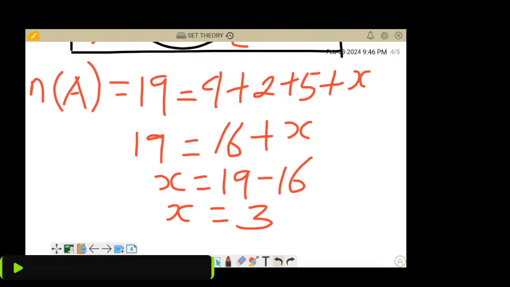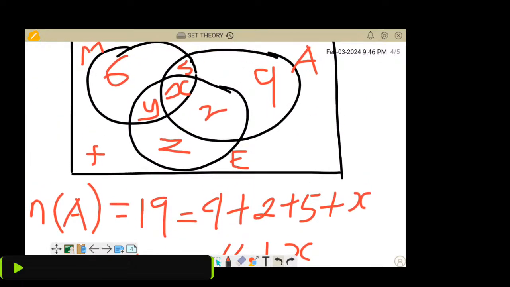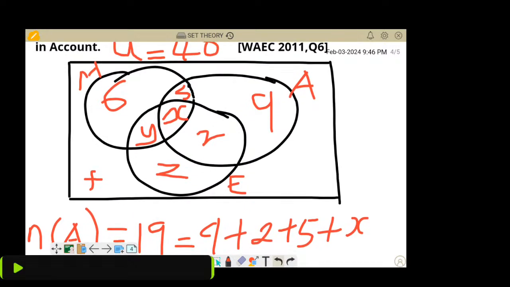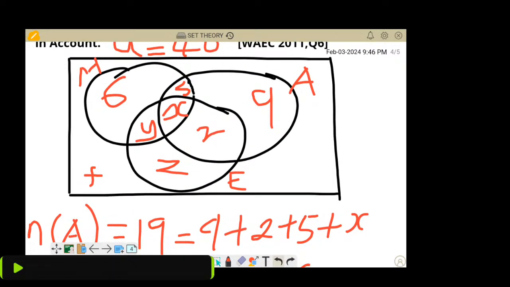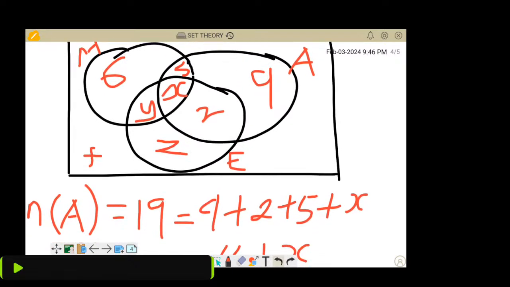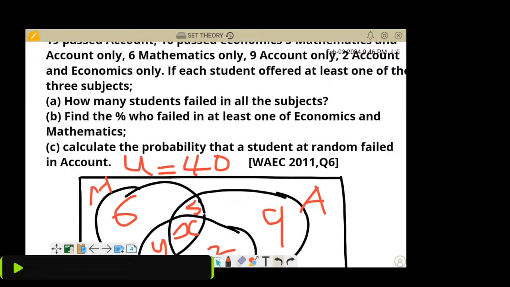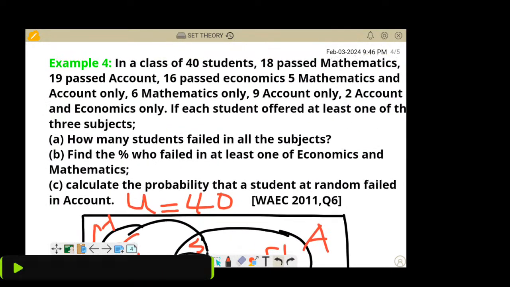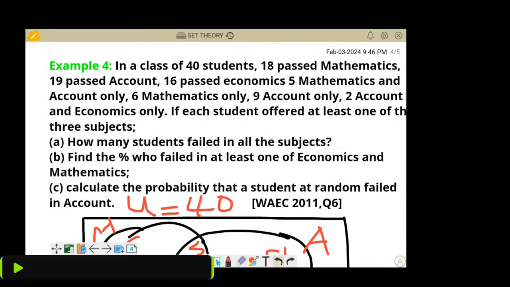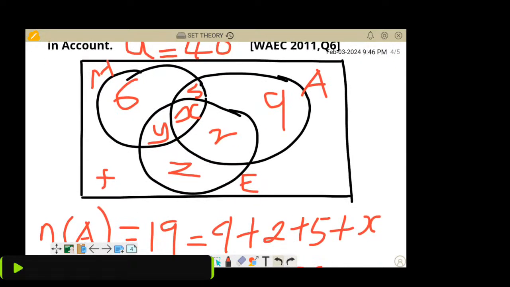But mind you, we are looking for the number of students that fail all the 3 subjects. So how do you go about this? We can consider mathematics again. The number of students that pass mathematics according to the question, 18 passed mathematics. We have it here. And if we go back to the Venn diagram, the circle for mathematics covers the whole of this, so we can easily bring it out.